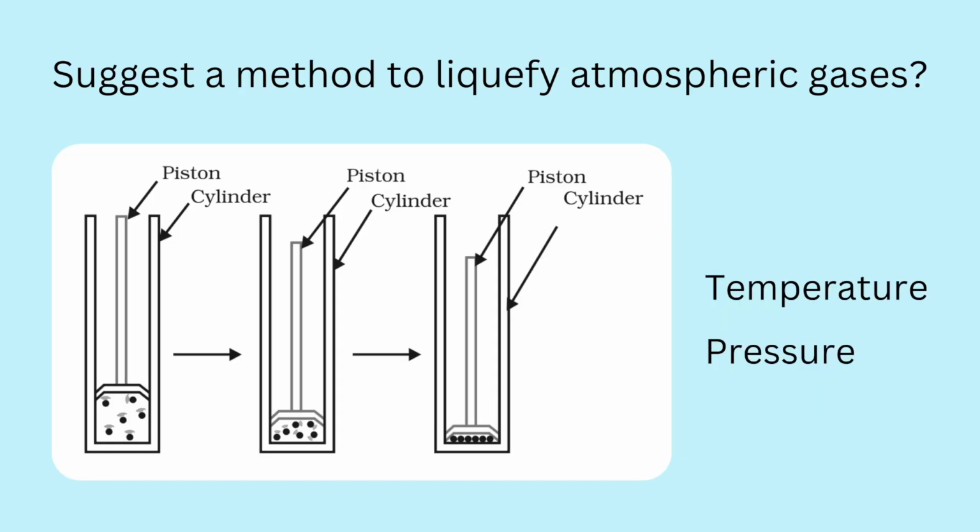Now moving on to the next question, suggest a method to liquefy atmospheric gas. So what we know basically is that for a change of state, there can be two factors that influence the state of matter. We have seen this already. So what are these? The first one being temperature. Solid on heating becomes liquid, liquid on heating becomes gas, and cooling transforms it in reverse. So temperature is one clear factor that affects the states of matter.